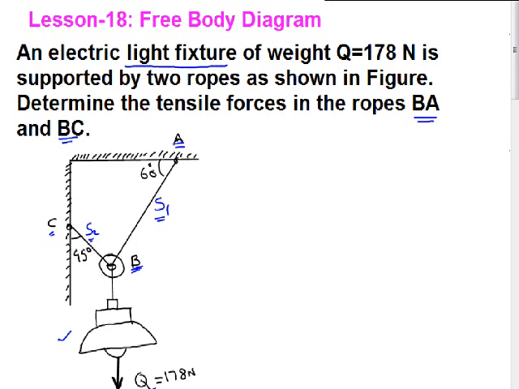To find out what is that object, notice the sketch carefully and try to find out which object is touching the unknowns. If we clearly see this ring at B, the ring to which the ropes BA and BC are attached and the light fixture is attached, that ring is touching the ropes S1 and S2. So we'll try to draw the free body diagram of the ring at B.